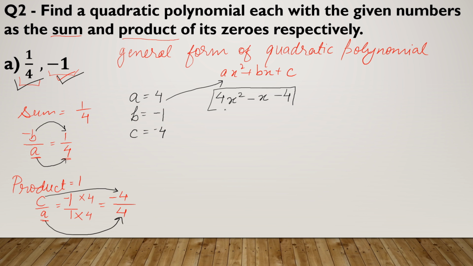I hope you understood this. This was one of the methods. ये बहुत easy है where we are simply finding out the values of a, b and c and we'll be just substituting the values in the general form. That's it. There's another method as well.